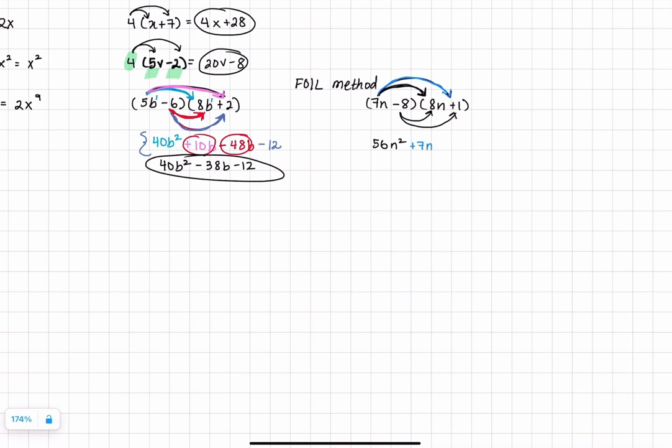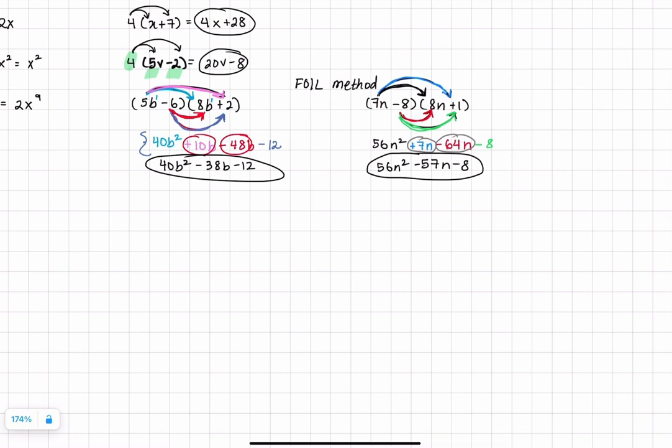And then we have negative 8 times 8n. So that would be negative 64n. And then lastly, we have negative 8 times 1. That would be negative 8. So let's circle the like terms. So we have this and this. So our final answer would be 56n squared. So 7 minus 64 is negative 57n minus 8.